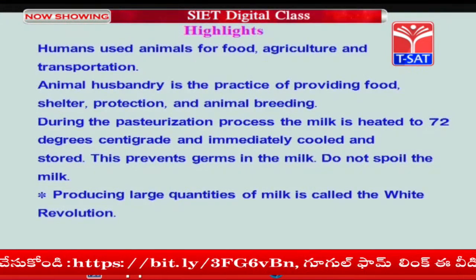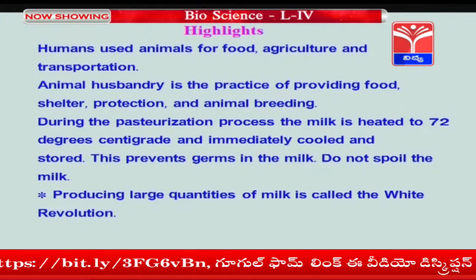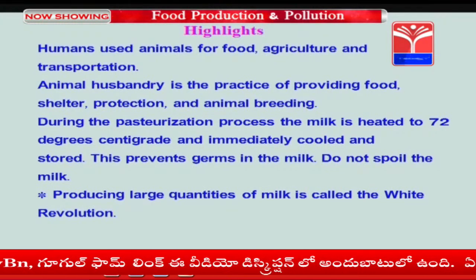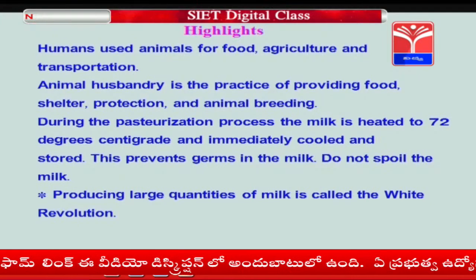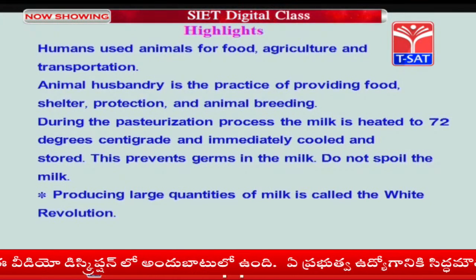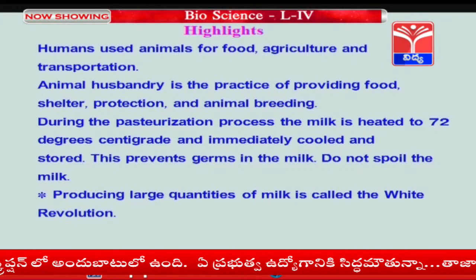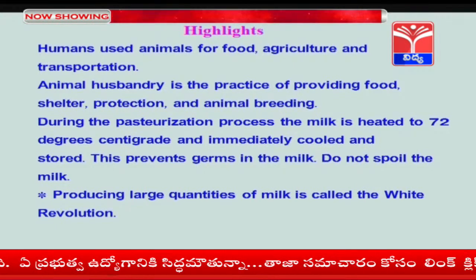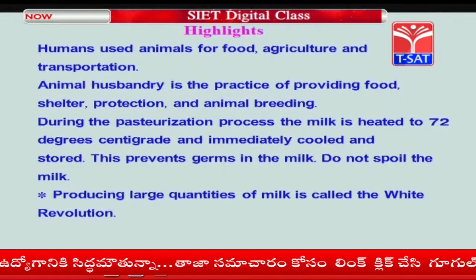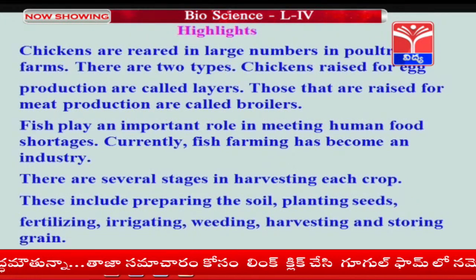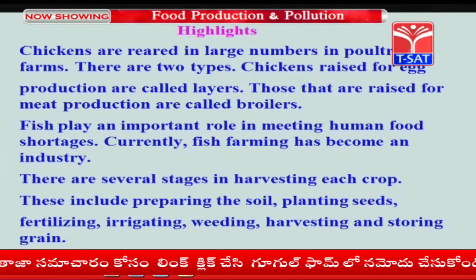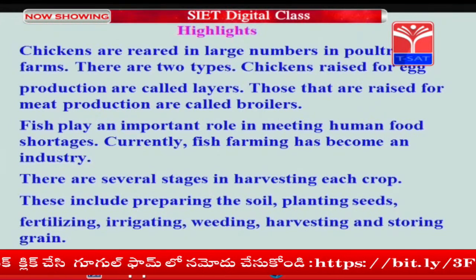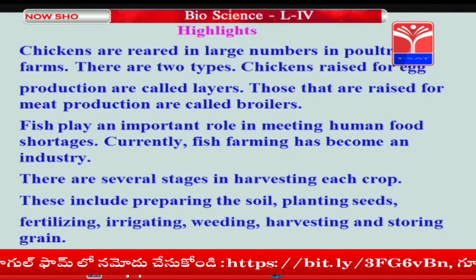Humans used animals for food, agriculture and transportation. Animal husbandry is the practice of providing food, shelter, protection and animal breeding. During the pasteurization process, the milk is heated to 72 degrees centigrade and immediately cooled and stored. This prevents germs from spoiling the milk. Producing large quantities of milk is called the white revolution. Chickens are reared in large numbers in poultry farms. There are two types. Chickens raised for egg production are called layers. Those that are raised for meat production are called broilers.